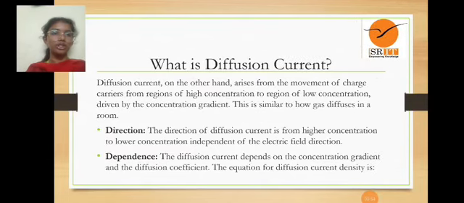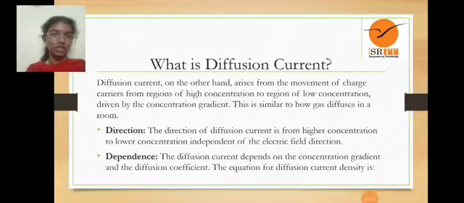Now I am going to tell what is diffusion current. Diffusion current, on the other hand, arises from the movement of the charge carriers from the region of higher concentration to the region of lower concentration, driven by the concentration gradient. This is similar to how gas diffuses in a room.